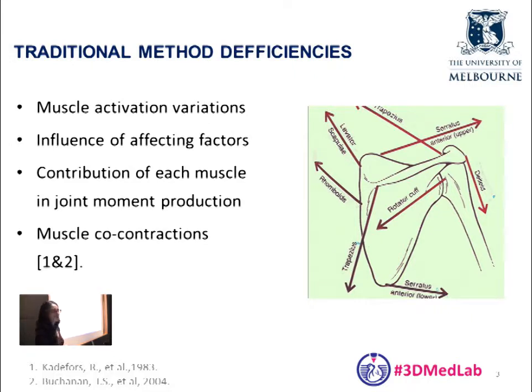The current musculoskeletal models basically use a traditional method that we call inverse dynamics, but this method has some deficiencies and flaws. They cannot consider the different strategies that different people may take for doing the same task. They cannot see the effect of factors such as pain, fatigue, or skill levels. They also cannot find the individual contribution of each muscle in generating the total joint moments, and they cannot see the muscle contractions.